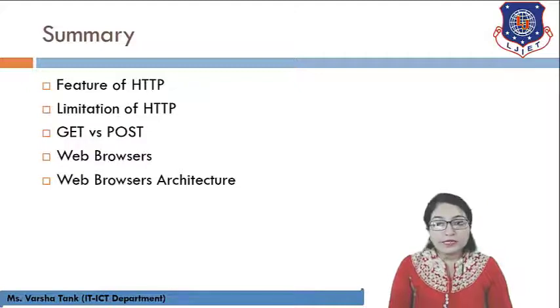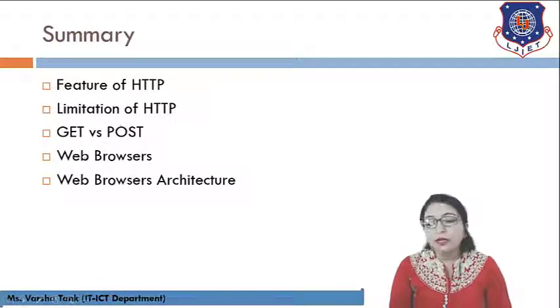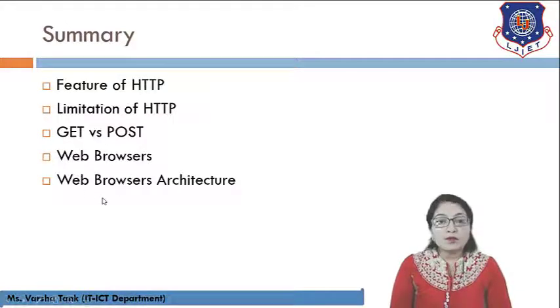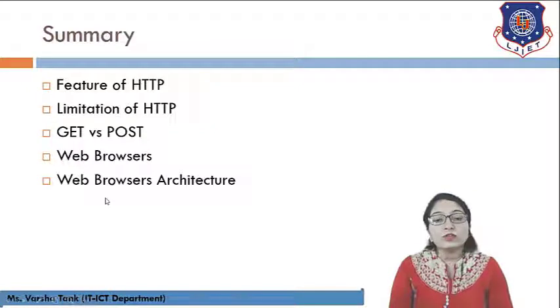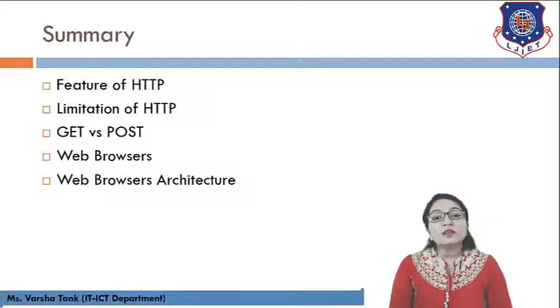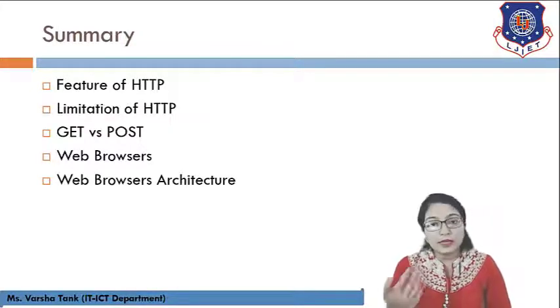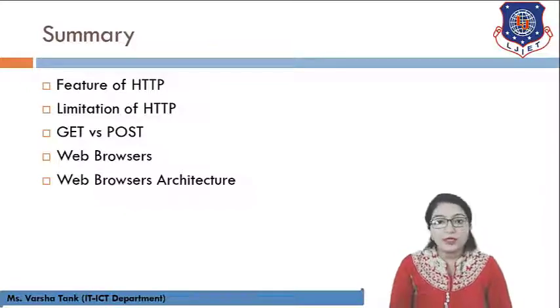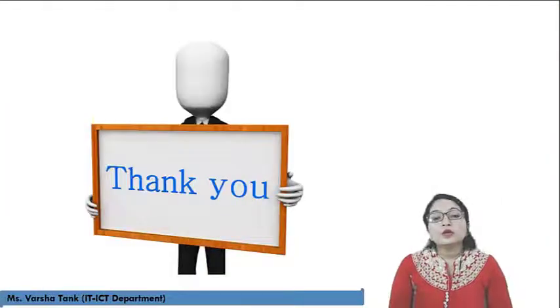So, summary of this lecture: we have learned about the features of HTTP and limitations of HTTP. Then we have seen the difference between GET and POST, and which is most used and why. Then we have seen the different web browsers that are available, and then the web browser architecture. That means how a web browser displays all this information, which are the different components involved in the web browser architecture, and what is the role of each component in displaying the information to the client. Got it? Okay, so we are concluding today.